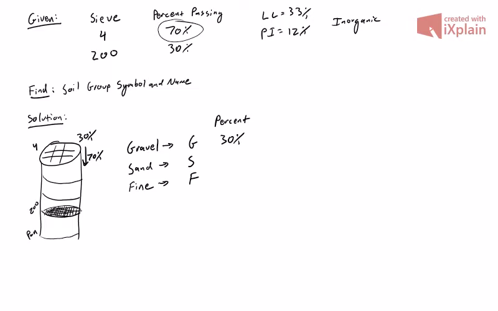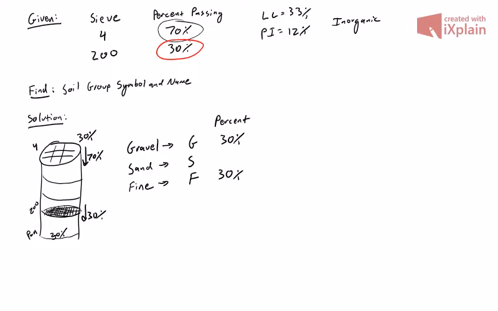The next thing we look at is the 30% passing the number 200 sieve. So 30% goes through the number 200 and ends up sitting on the bottom in that pan. Our fines are defined as everything smaller than the number 200 sieve. So if 30% gets through the number 200, that means 30% is smaller than sand. 30% is fines.